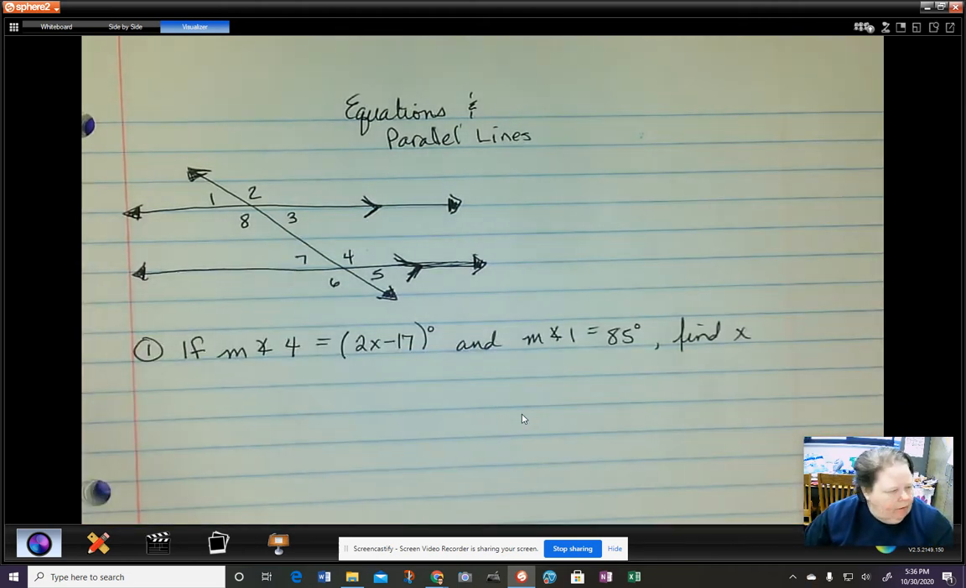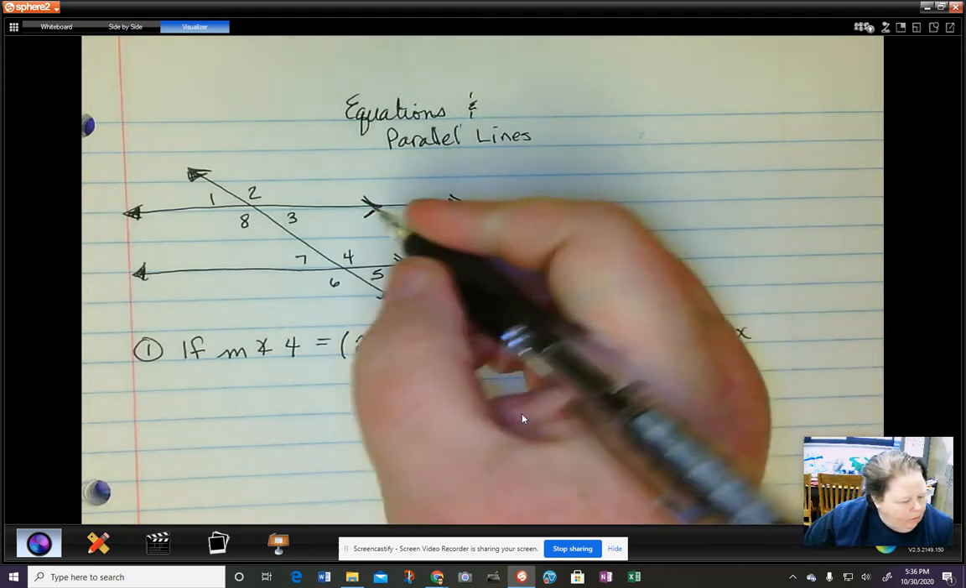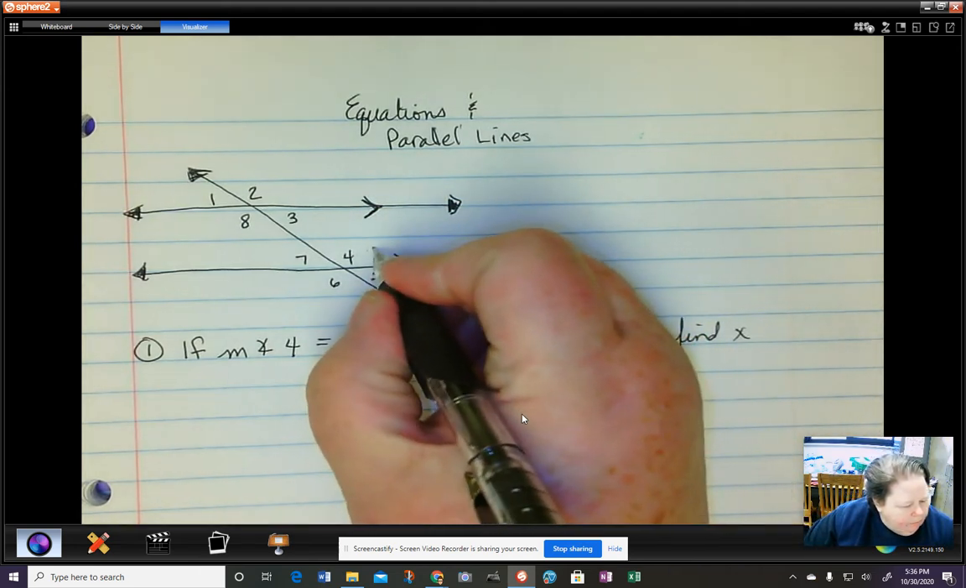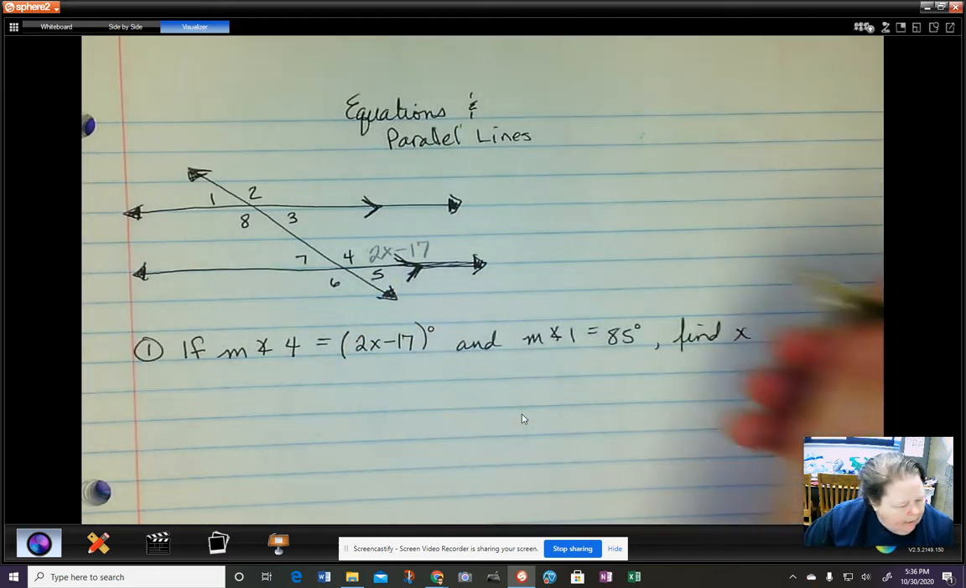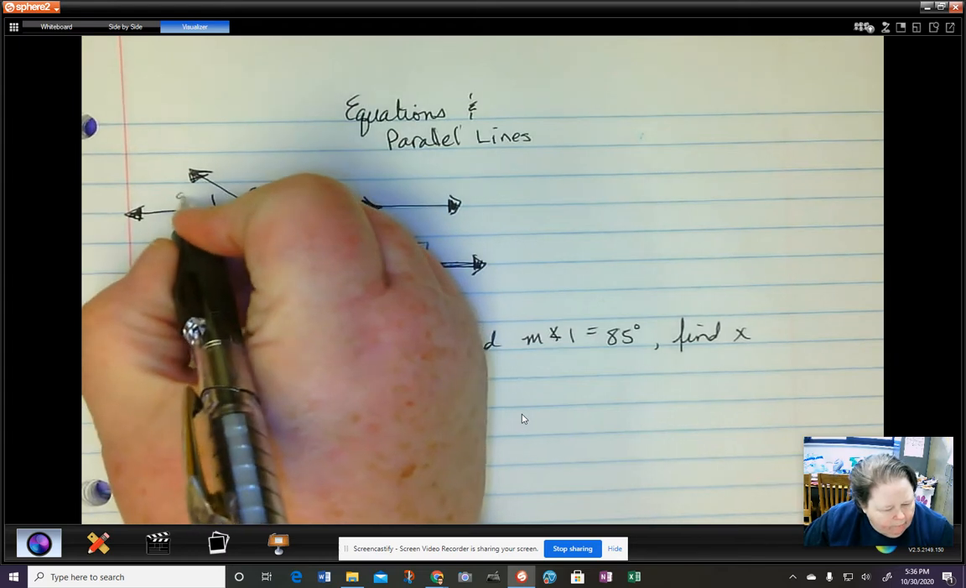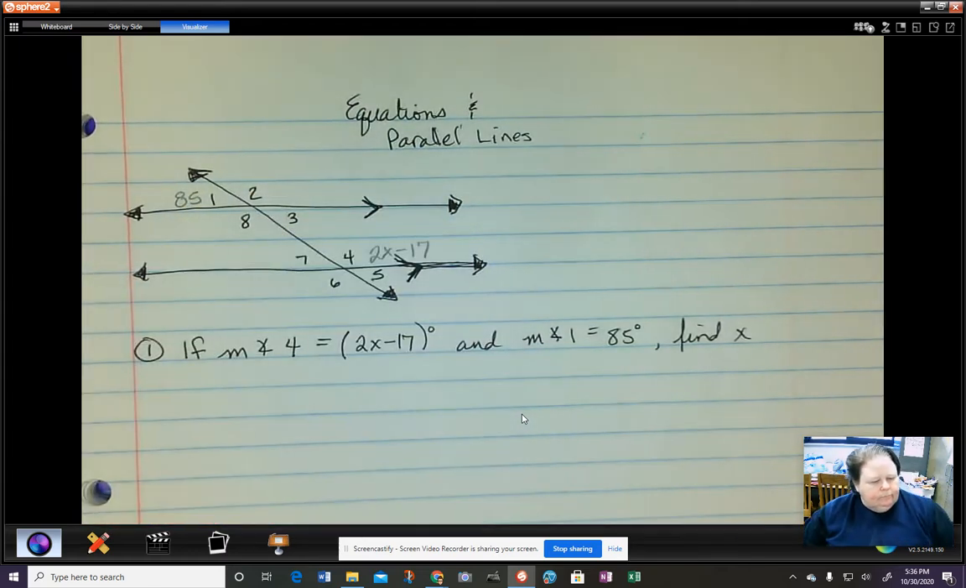I'm going to use this picture again, so I'm going to grab a pencil. Angle 4 is 2x minus 17. Angle 1 is 85. How are we going to do this? Well, we have to think about our angle relationships. We have to remember those angle relationships.